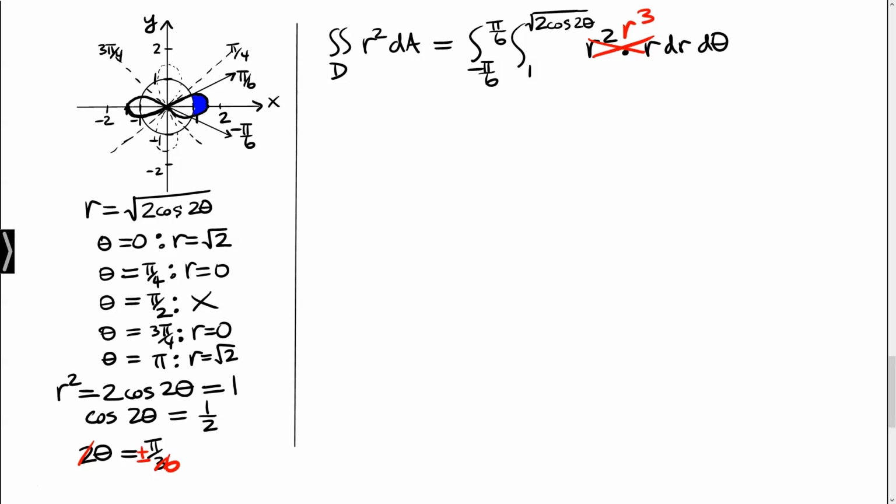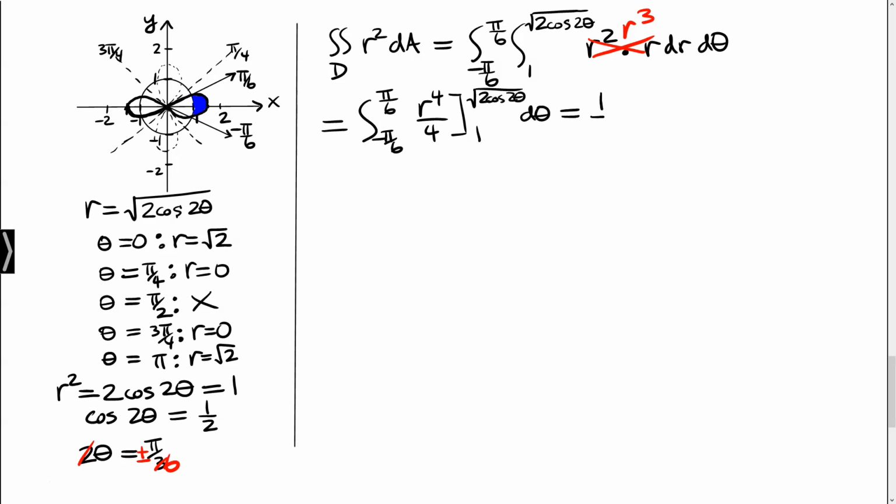It may seem like that's going to be kind of tricky because of the square root, but because we're raising it to the 4th power, we're actually not going to get any square roots when we get our function to integrate with respect to theta. So let's go ahead and do that. So it's the integral from minus pi over 6 to pi over 6 of r to the 4th over 4 evaluated between 1 and square root 2 cosine 2 theta, d theta.